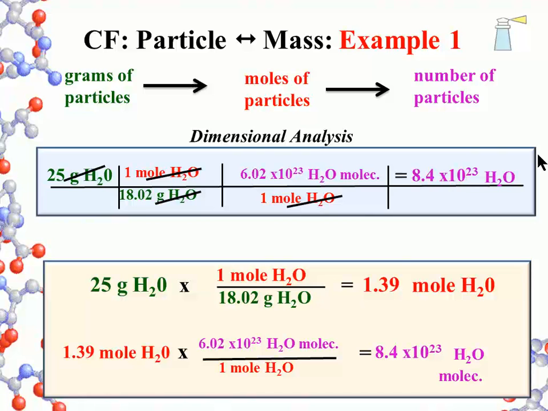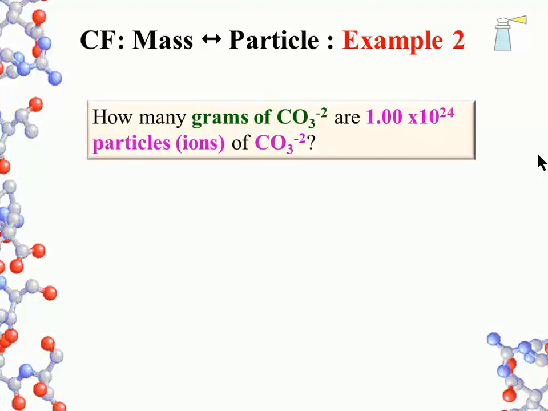That was a lot to take in, so we should try a few more examples to solidify our understanding. Our second example asks, how many grams of CO3 minus 2 carbonate are there in 1.00 times 10 to the 24th particles, ions, of carbonate? Identification of such problems as conversion problems should become easier with each new problem. The given or current value of the overall conversion is the number of particles. What it asks for is mass.